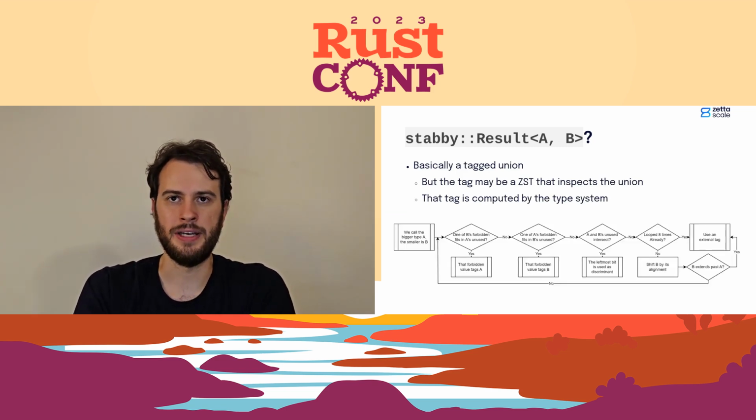That tag is computed by the type system with a deterministic algorithm, which is basically just going to check whether or not a forbidden value fits in the other's unused bits. If not, it's going to try and see if there's intersection between the unused bits, and if not, it's going to shift the smaller type by its alignment, and it's going to try that 8 times at most. That way, Rust's compiler is fully aware that this cannot recurse forever, which makes it very happy.